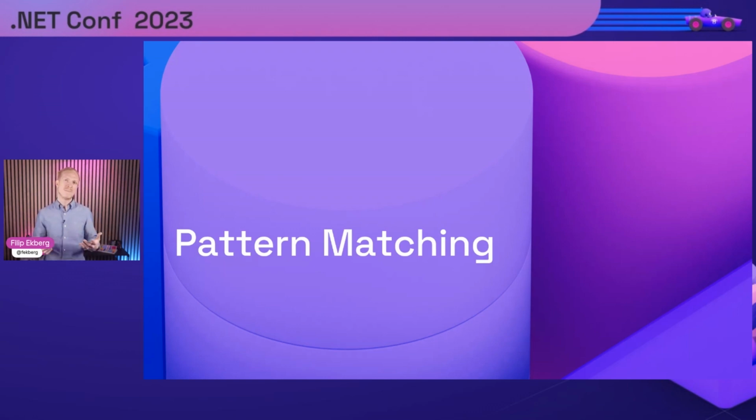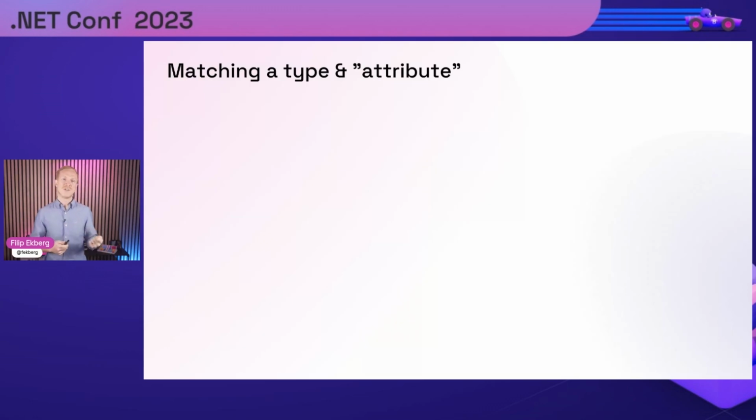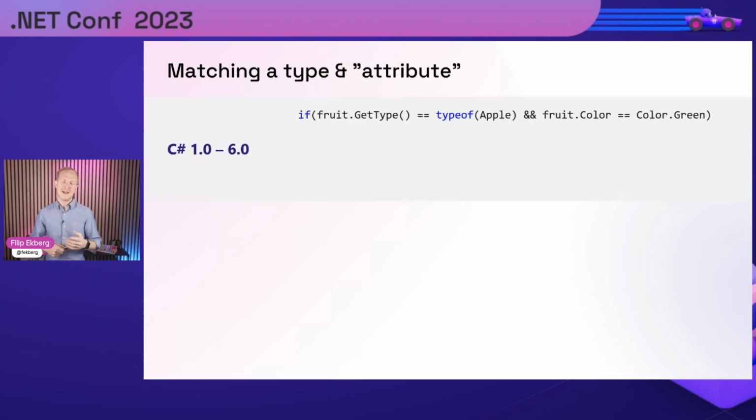We've always been able to do what I call matching on a type and, in air quotes, attributes. I'm not necessarily referring to an attribute as that thing you put onto a property, class, or a method call, but as an example here, an attribute could be the color of my instance. For example, the fruit has a certain color, and that's the attribute. The type would be, in this case, an apple. We've always been able to match on this.